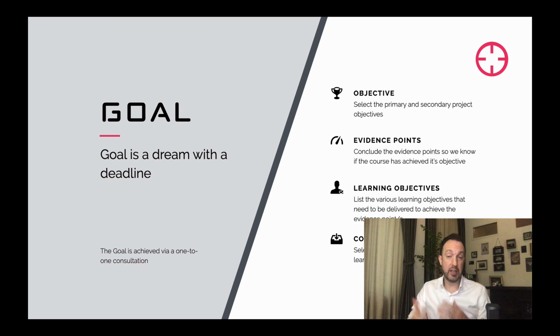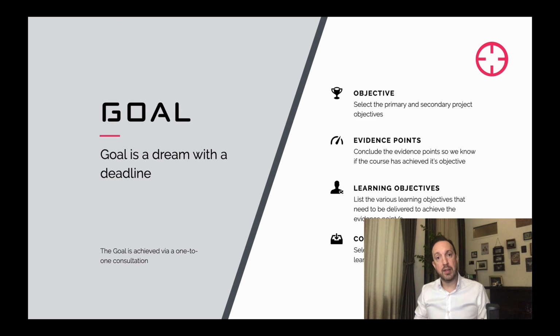In the case of fixing a tap, there's probably a number of different things: identifying the type of tap, identifying where the leak is, stopping the leak, removing the part, buying the right part to replace it with, assembling the part, reconnecting the water, testing, tightening, etc. So there might be a number of different learning objectives or lessons, tasks, whatever you want to call it. And the whole point of those learning objectives is to achieve that evidence point.